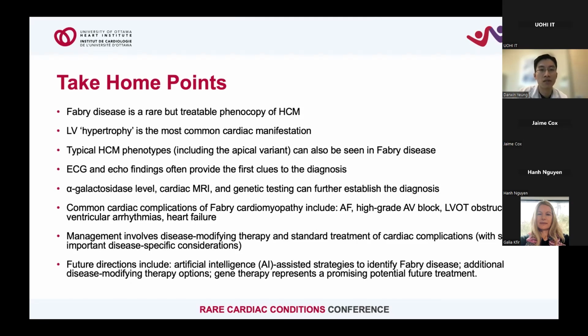In terms of possible future directions, I foresee a potential role for artificial intelligence-assisted strategies to identify Fabry disease earlier, additional disease-modifying therapy options, and again, the possibility of gene therapy as a promising potential future treatment as well.